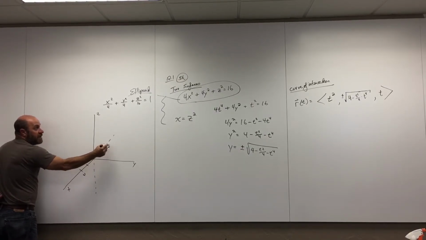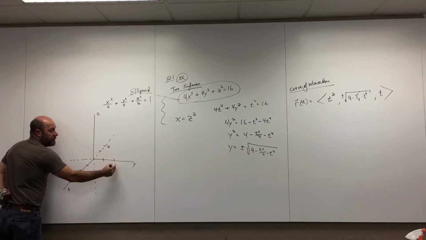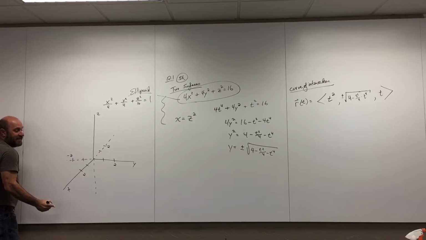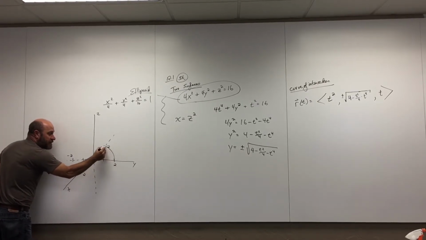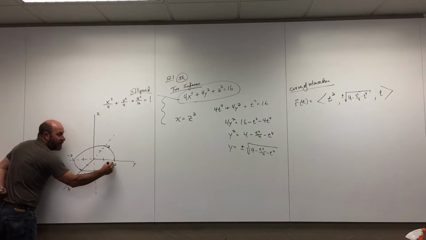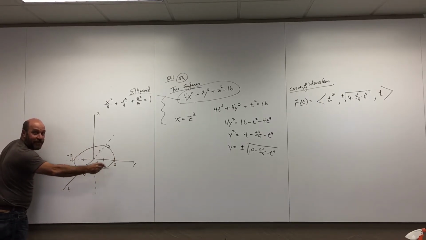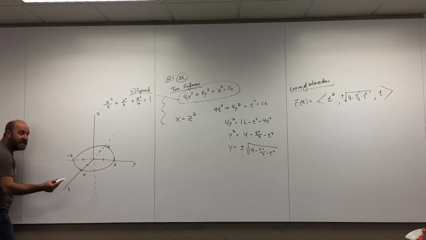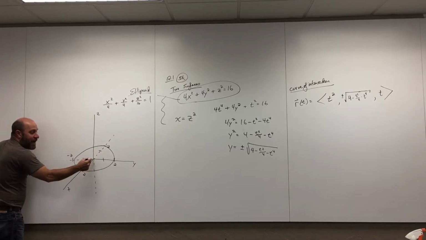I can move in the y direction over 2 and over 2. And by the way, if I connect those points, I kind of have the equator of the ellipsoid, or the cross section in the xy plane, or the trace in the xy plane. What about in the z direction?